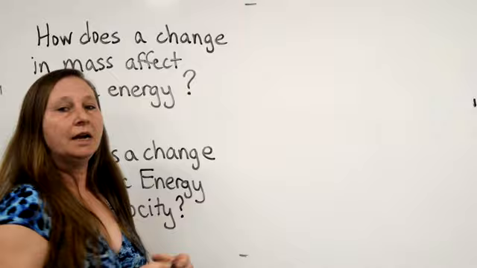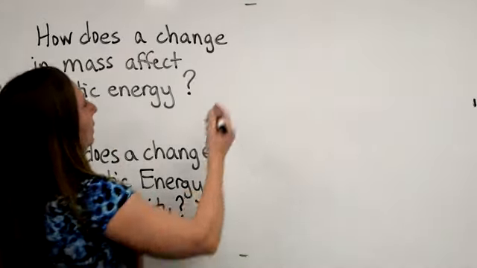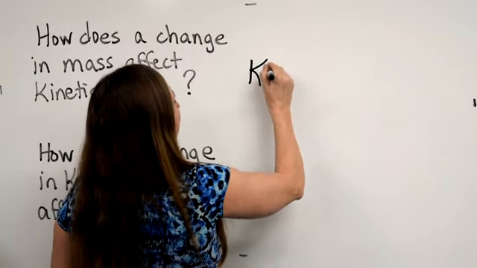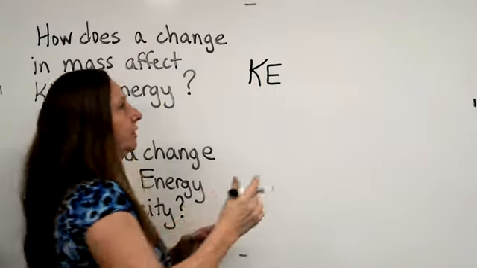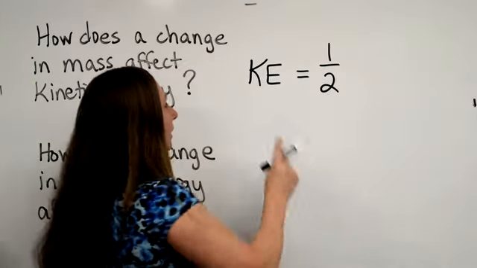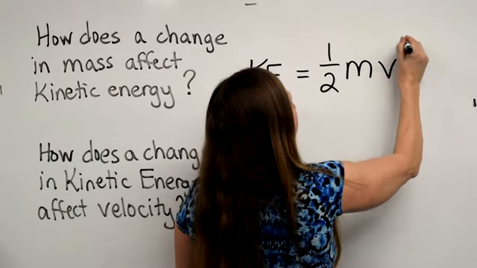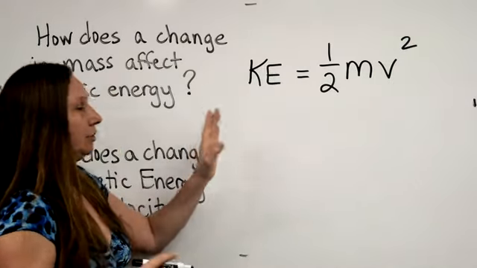Now, we need an equation that relates mass to kinetic energy. So here's the equation. You can find it. You don't have to memorize it right now. It's on your reference tables. It's on the internet. Kinetic energy is going to be 1/2 the mass times the velocity squared. So there's the equation.